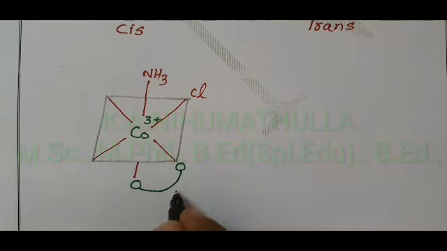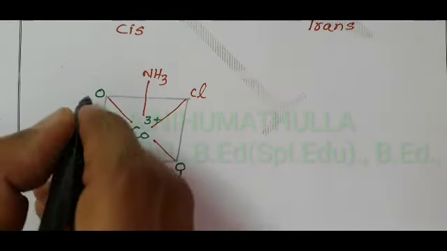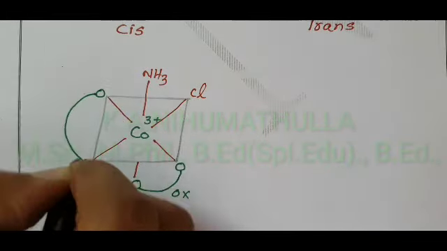In oxalato, oxygen is the donor atom, one oxygen here, another oxygen here. When you join these two, this is one oxalato. One oxygen is here, another oxygen is here. When you join these two, you will get one oxalato here.